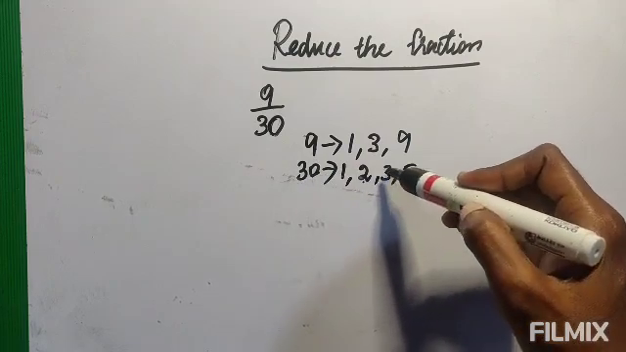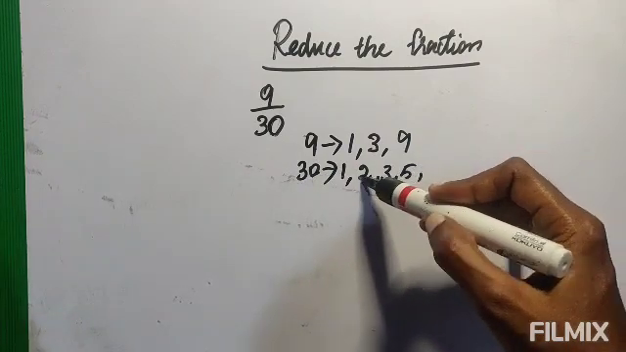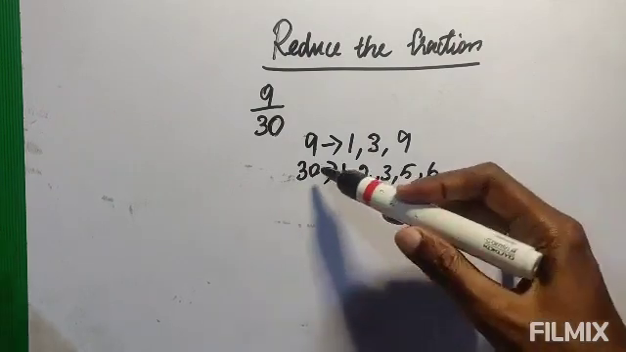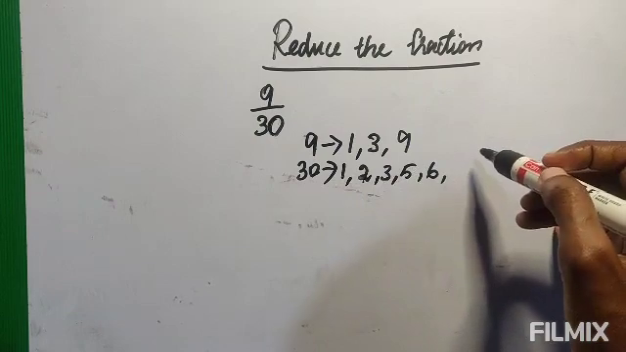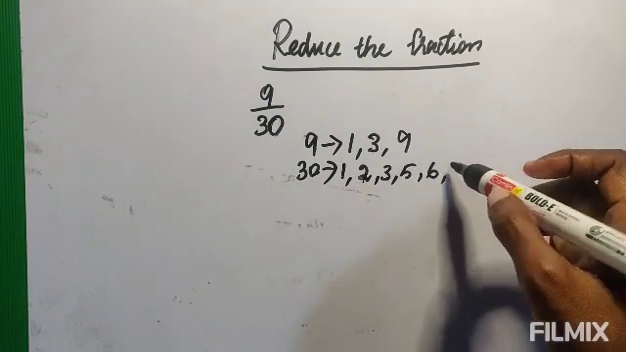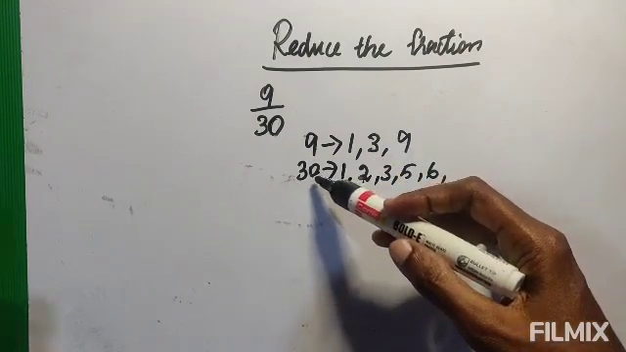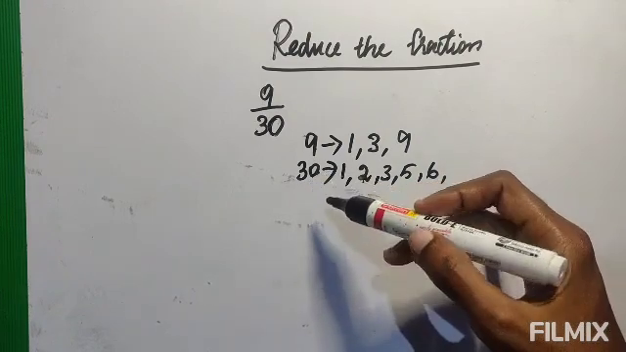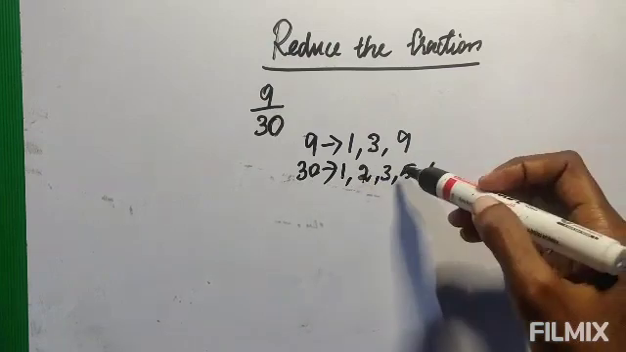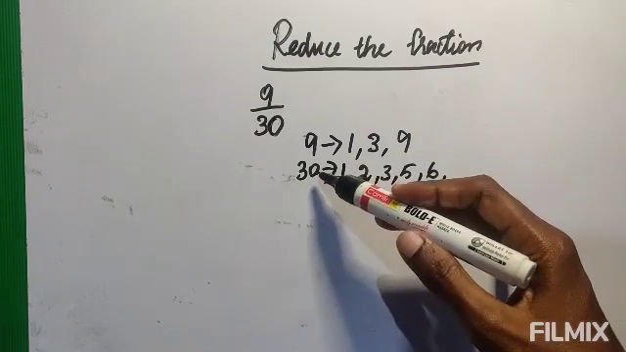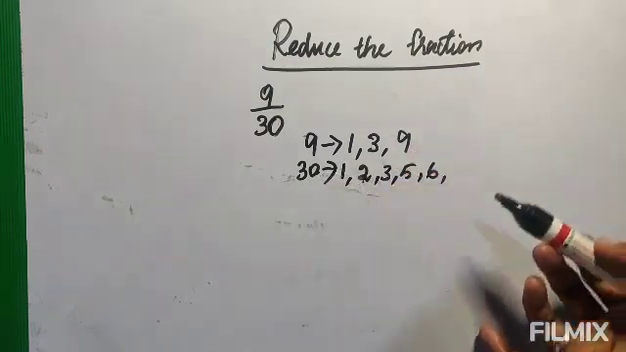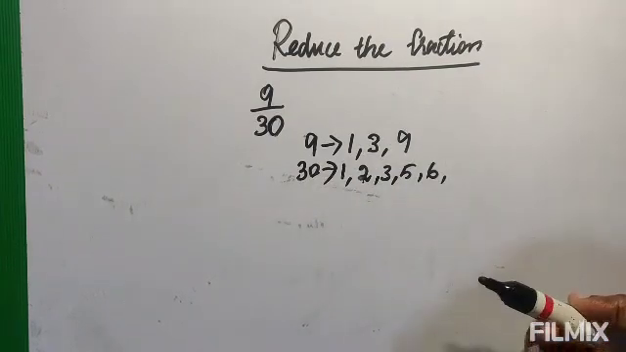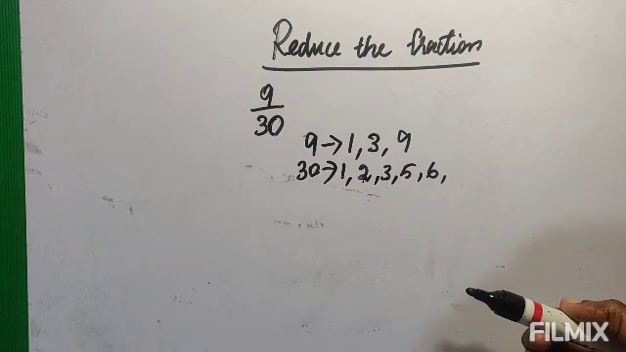Again 6, in the 6 table 30 comes. 2 3s are 6, so if it is divisible by 2 and 3, surely it is divisible by 6 also. Again 7, 30 doesn't come in the 7 table, so 7 will not divide. Again 8, 30 doesn't come in the 8 table, so it will not divide. In another way, 2 4s are 8. When 4 cannot divide 30, then 8 also cannot divide. Okay. Again 9, in the 9 table 30 doesn't come, so it cannot be divided.